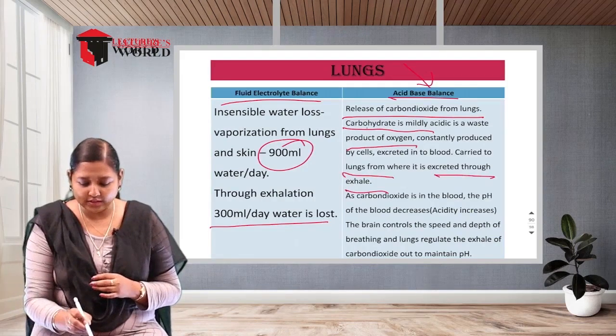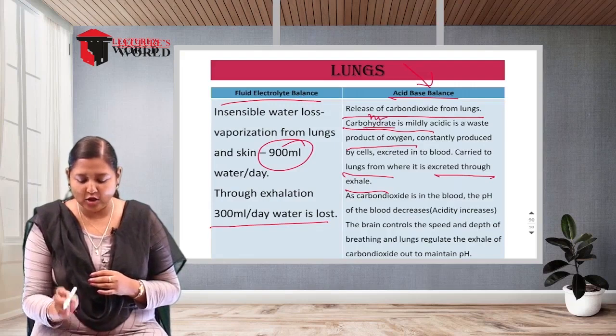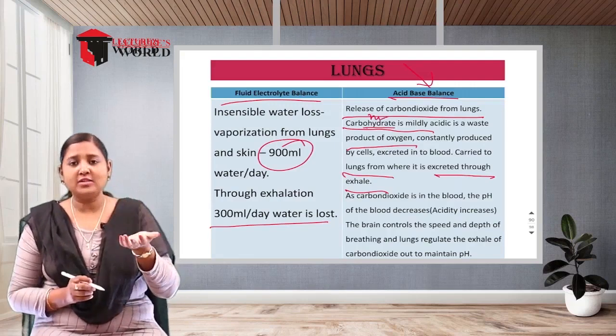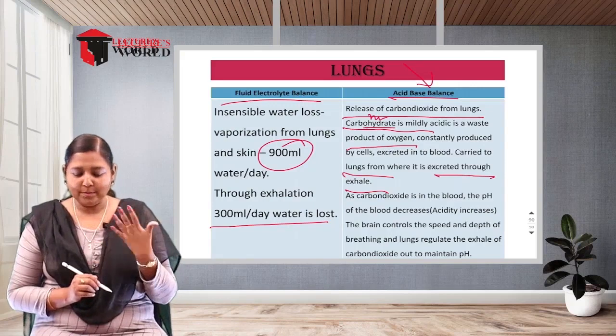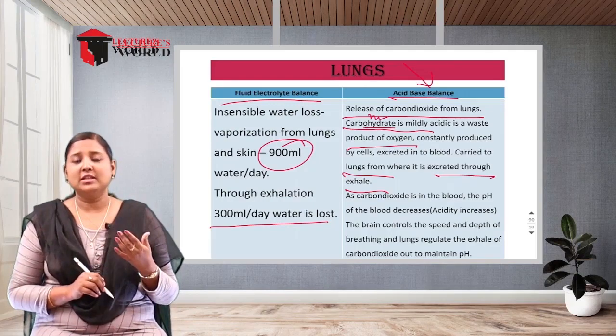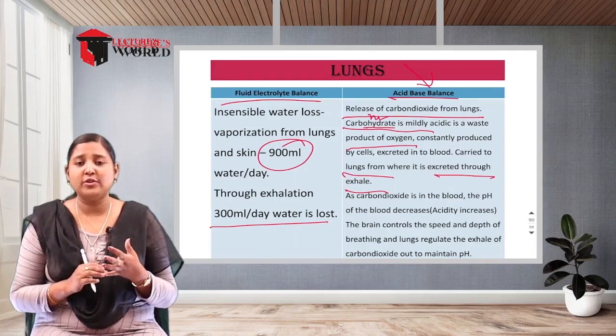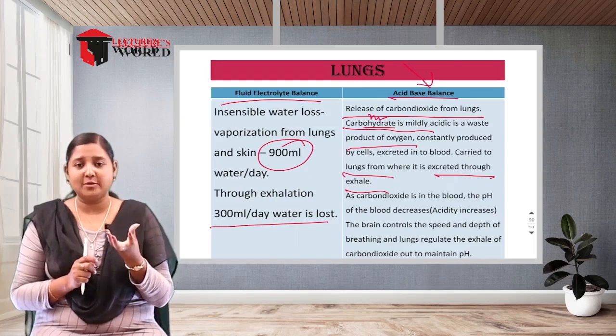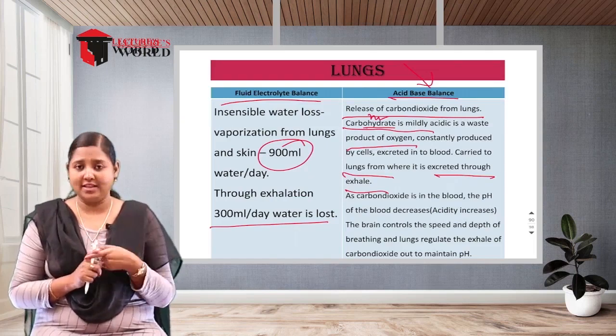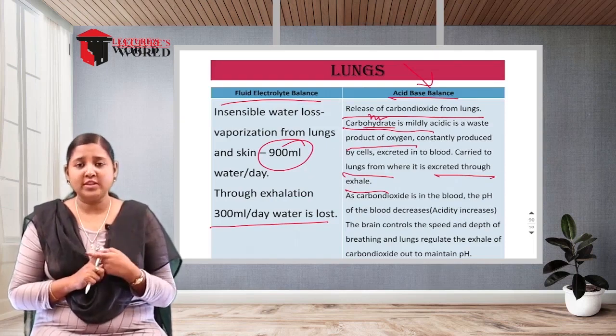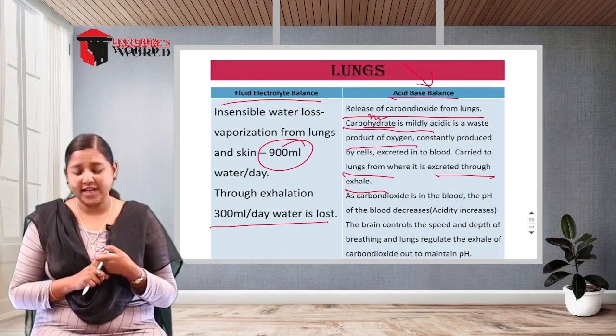When carbon dioxide is in the blood, the acidity of the blood will increase. As I told you, carbon dioxide is acidic, so if there is more of it in the blood, it will create acidity.